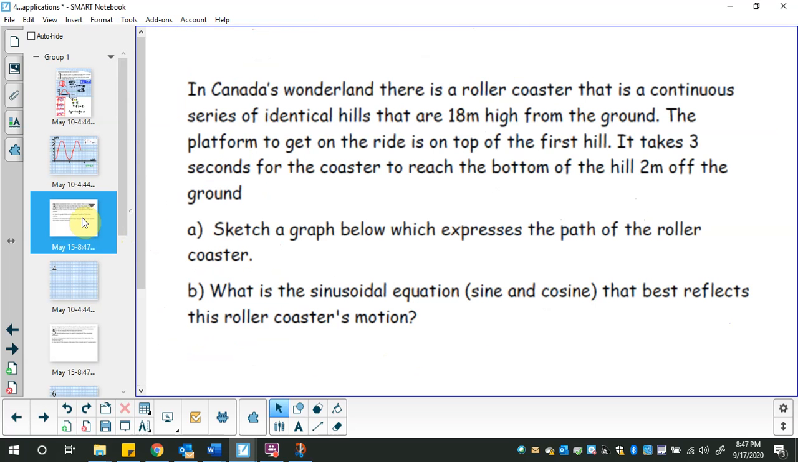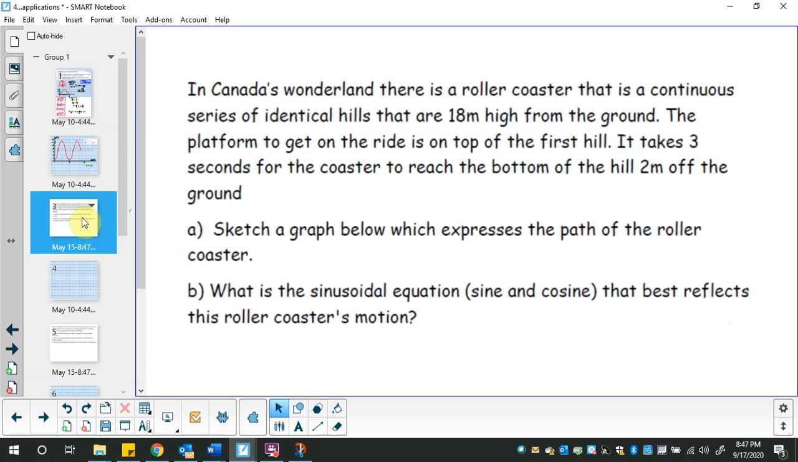In this one, it's a roller coaster. So we're going to go up and down and up and down and up and down. So we're repeating our motion. In Canada's Wonderland, there is a roller coaster that is a continuous series of identical hills that are 18 meters high from the ground. The platform to get on the ride is on the top of the first hill. So the first thing you do, you climb in, you go downhill. It takes 3 seconds for the coaster to reach the bottom of the hill that is 2 meters off the ground. In any order, you can sketch a graph which expresses the path of the roller coaster.